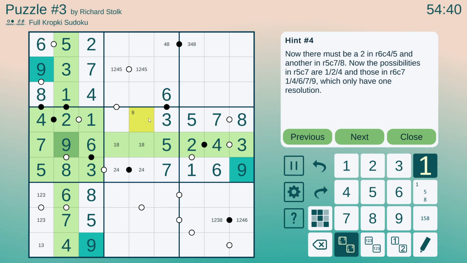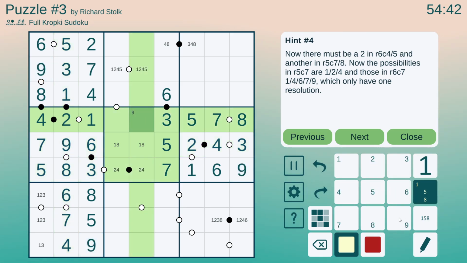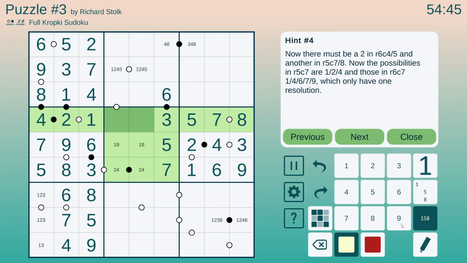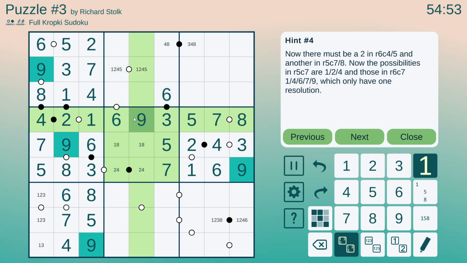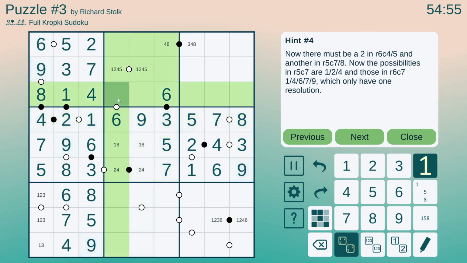Now I need a 9 and... What else do I need? 9 and 7, 6. 6, yeah. 6 can't go next to 3. That's a 6. That's a 9. This is a 5. It can't be a 5 because it's next to a 4. That's a 7.